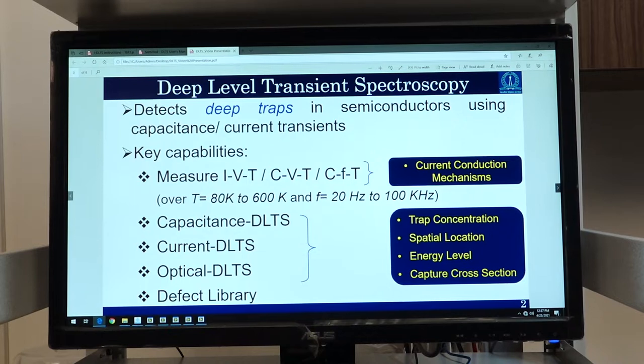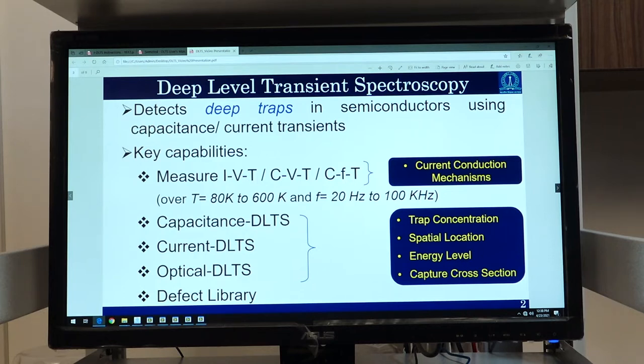We use various measurement modules such as capacitance DLTS, current DLTS, and optical DLTS to characterize traps, and the key parameters of traps that are characterized are trap concentration, the spatial location of the trap, that is where it is present, the energetic location, the energy level, and the capture cross section of the traps. Using the IVT characteristics, we also explore the various current conduction mechanisms in the devices. The device structures that are used are MOS capacitive structures, or Schottky or PN junction diodes.